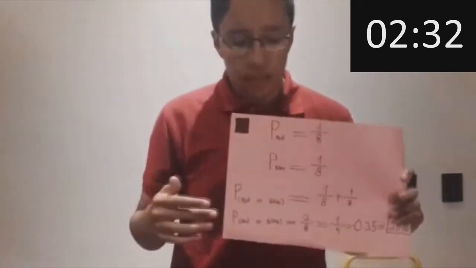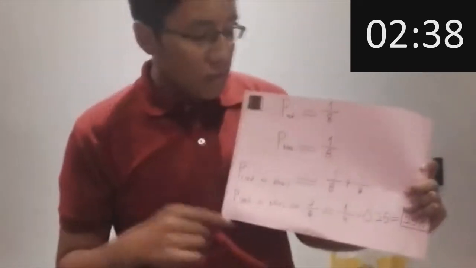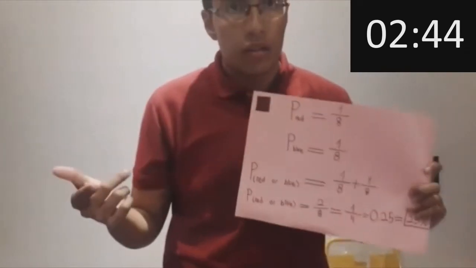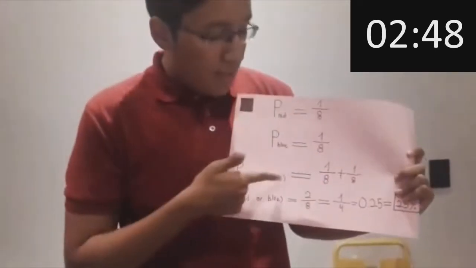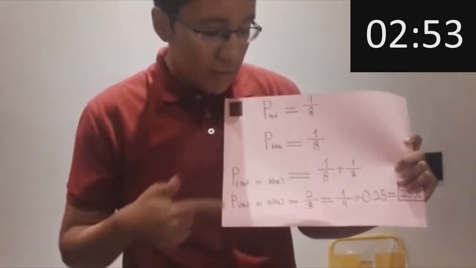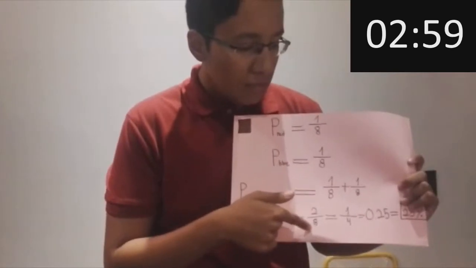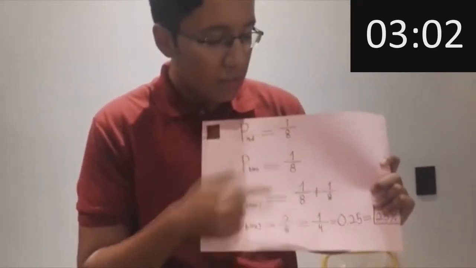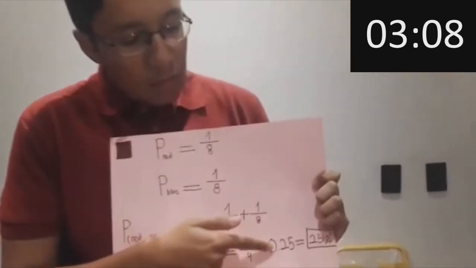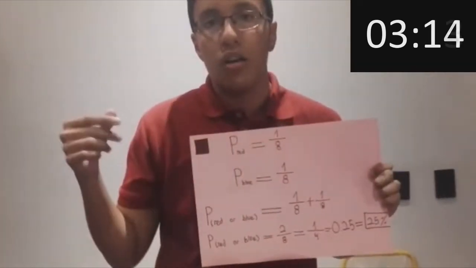I want to know the probability of taking them both at the same time, as if it happened once. So the probability of taking the red marker or the blue marker is the probability of the red marker plus the probability of the blue marker. That is 2 divided by 8, the addition of the probabilities, which is equal to 1 divided by 4, equal to 0.25, equal to 25%. 25% is the probability of taking the red marker or the blue marker.